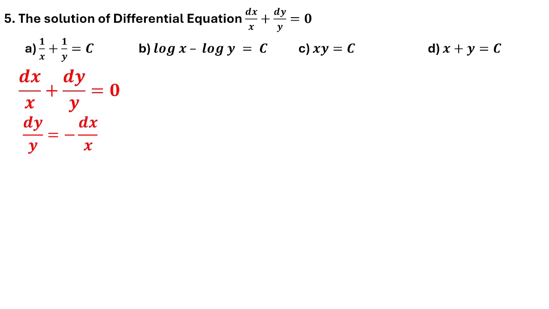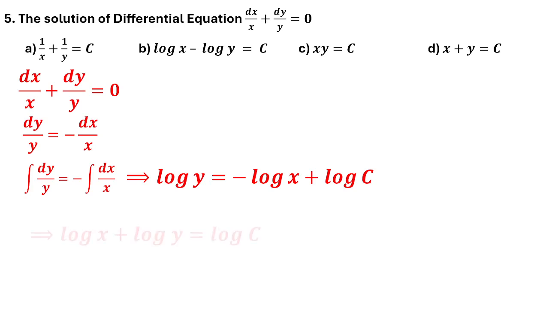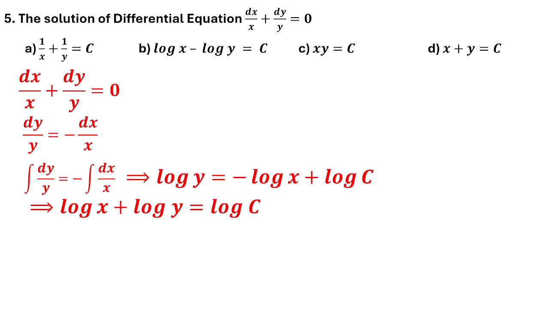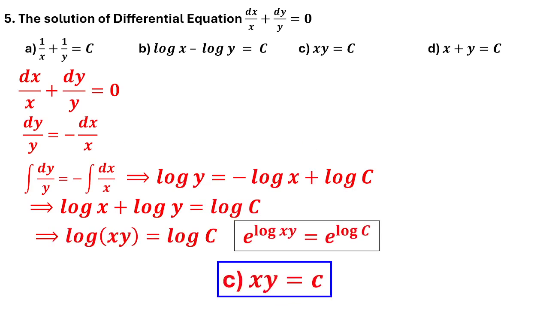Keep dy by y on the left hand side. Now it is variable separable, which is over. Do the integration. Log y is equal to minus log x. Both integrations are coming in log. Therefore, take the constant also as log c. Therefore, log x plus log y is equal to log c. Log xy is equal to log c. Therefore, xy is equal to c is the answer.